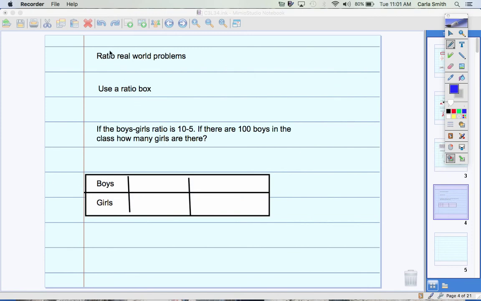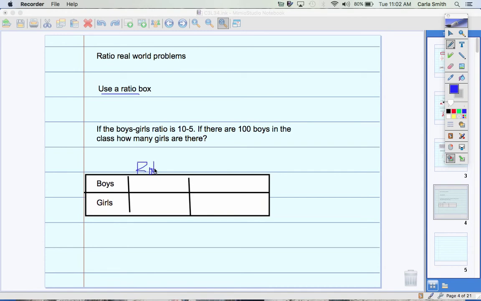And let's look at one more example. So we're going to use ratio real-world problems again. This time we're going to use a ratio box. And it's going to show like this below. So if our problem is, if the boys to girls ratio is 10 to 5, if there are 100 boys in the class, how many girls are there?